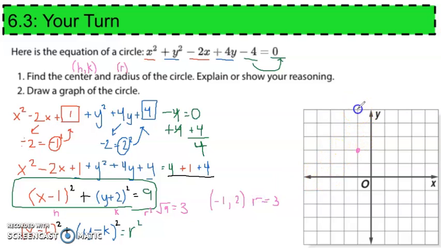So 1, 2, 3, 1, 2, 3, 1, 2, 3, and 1, 2, 3. Now that I have some points, I can try my best to make a nice looking circle. And there is the circle of this equation.